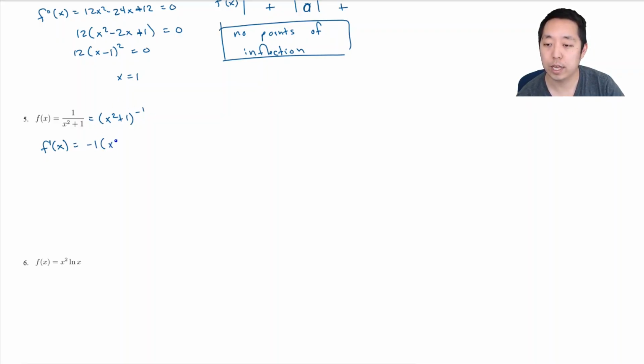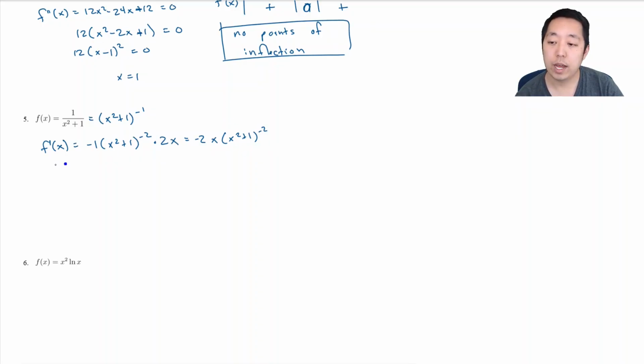That's negative 1 times x squared plus 1 to the negative 2. Leave the inside alone, but because the inside's not x, I've got to multiply by the derivative of the inside, and so that's 2x. I'll make this negative 2 to bring it out here: negative 2 times x times x squared plus 1 to the negative 2.